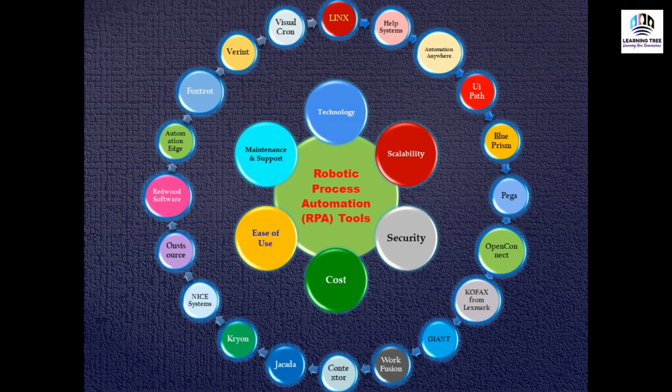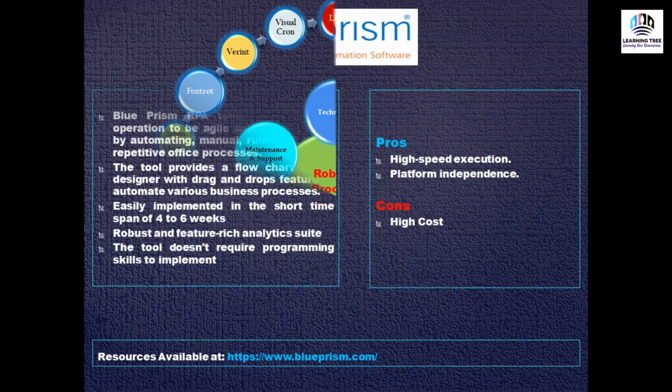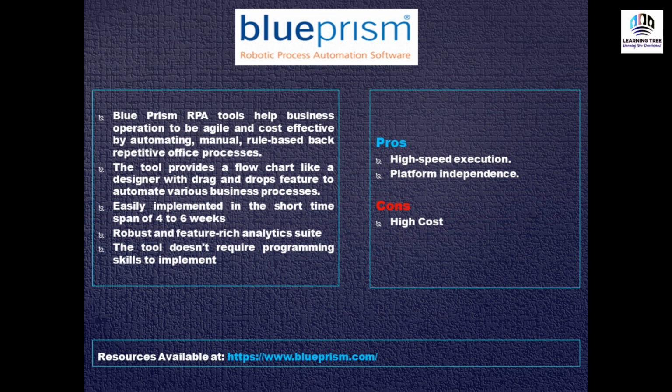Now we will briefly take a look at the various RPA tools available in the market. First tool is Blue Prism. This RPA tool helps business operations to be agile and cost-effective by automating manual, rule-based, repetitive office processes. The features of this tool are: the tool provides a flowchart-like designer with drag-and-drop features to automate various business processes. Easily implemented in a short time span of 4 to 6 weeks.